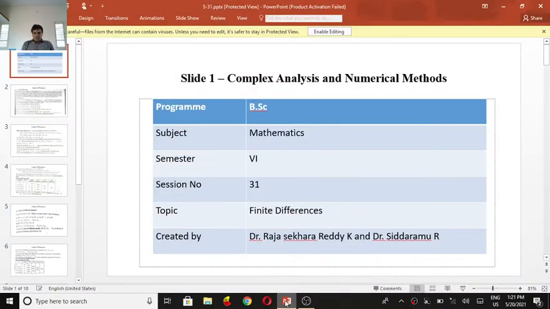Now we come to session 31. Now we come to the next unit, unit 3, numerical analysis: the finite difference. We will define what a finite difference is, with some basic definitions and some examples regarding that.